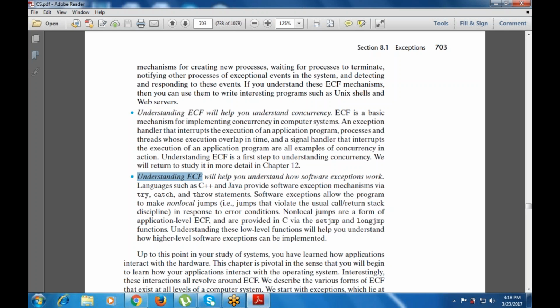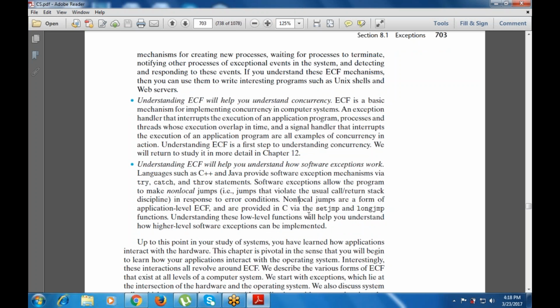Then next, understanding ECF will help you understand how software exceptions work. Software exceptions are provided by various languages such as C++ and Java, which provide a mechanism with the try, catch, and throw statements. So there are three main statements available: try, catch, and throw.